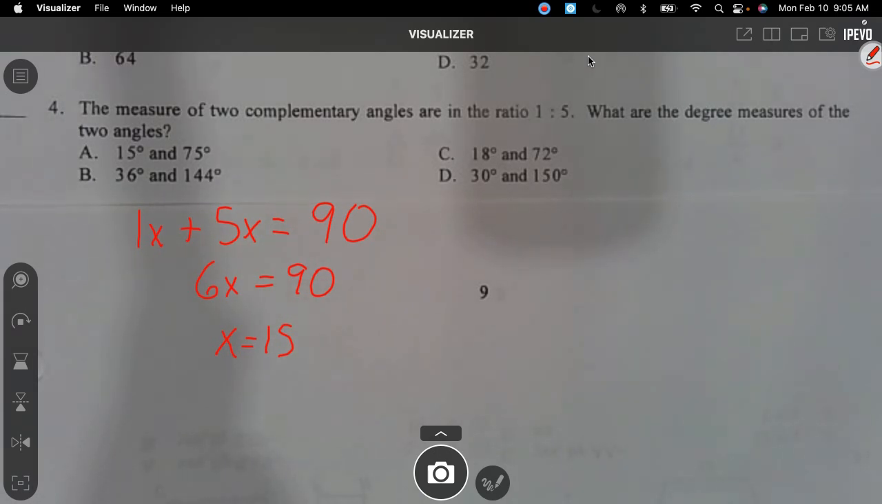Those add up to 180. So it's either A or C. It's A. And it is A. Questions on that one? We've got this.